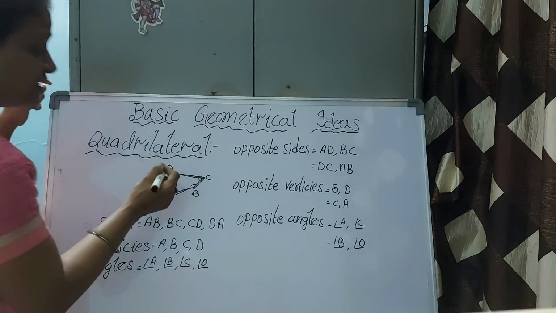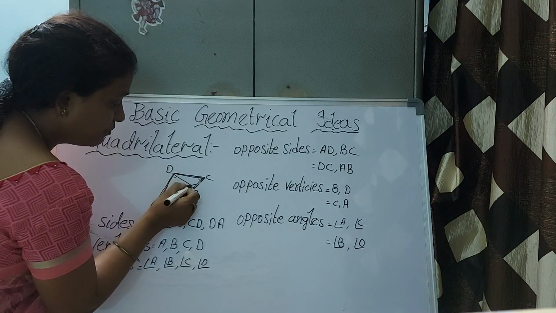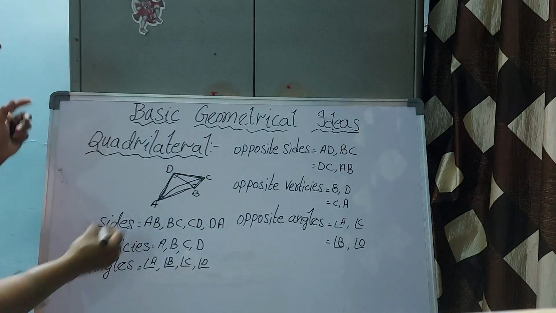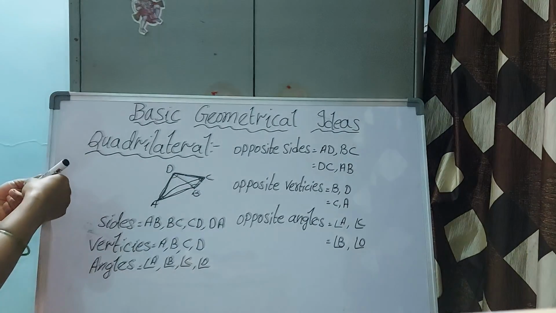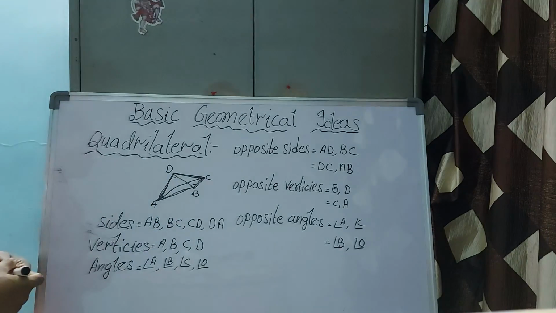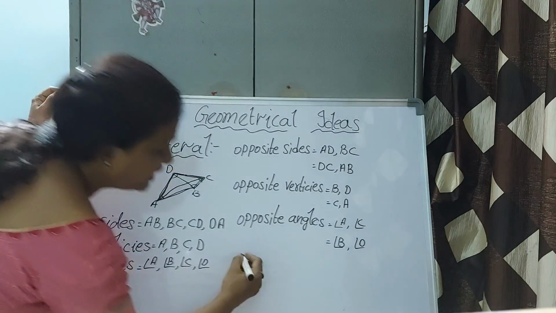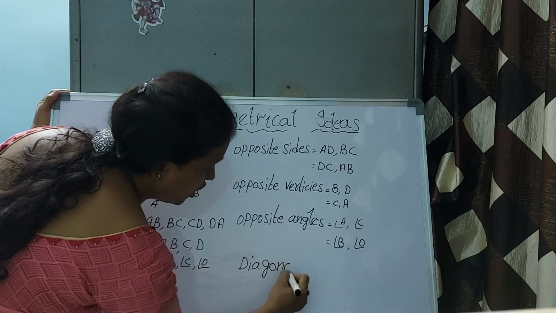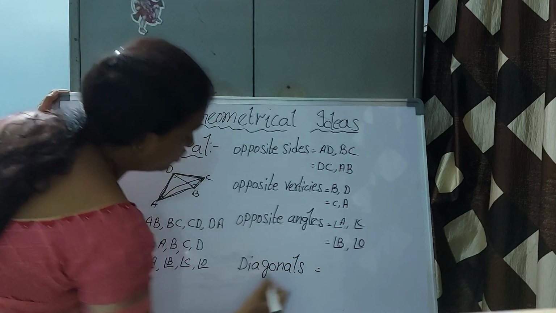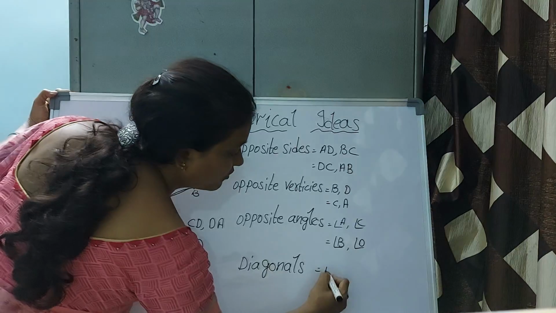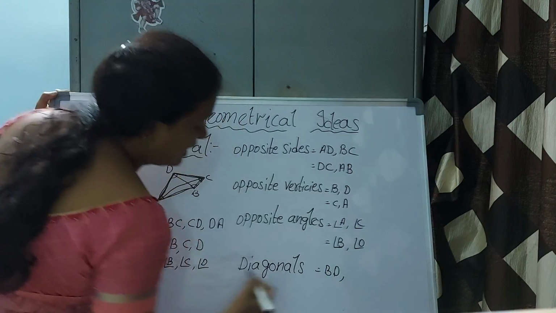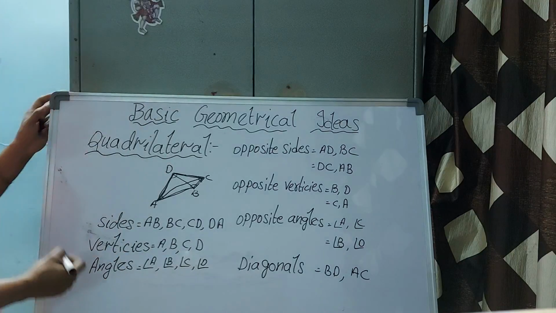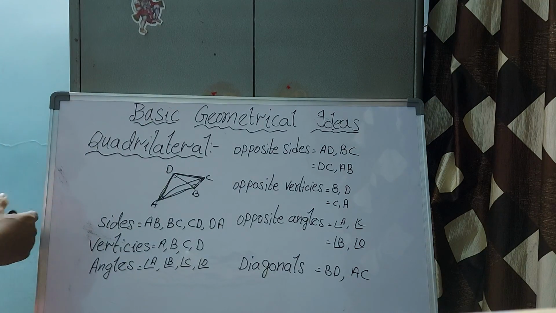So what about the diagonals? How many diagonals do we have? Two diagonals. BD is one diagonal, AC is another diagonal. If you join the opposite vertices, we will get the diagonals.